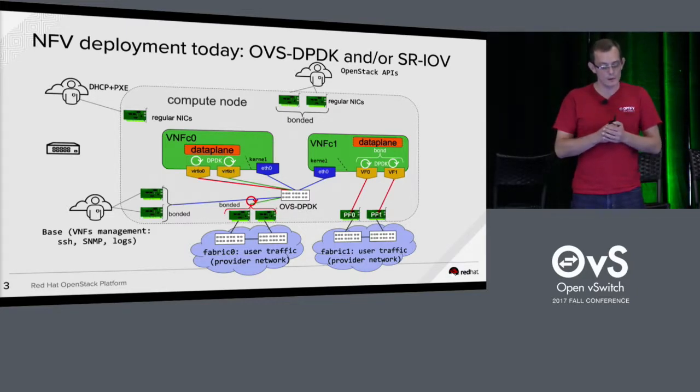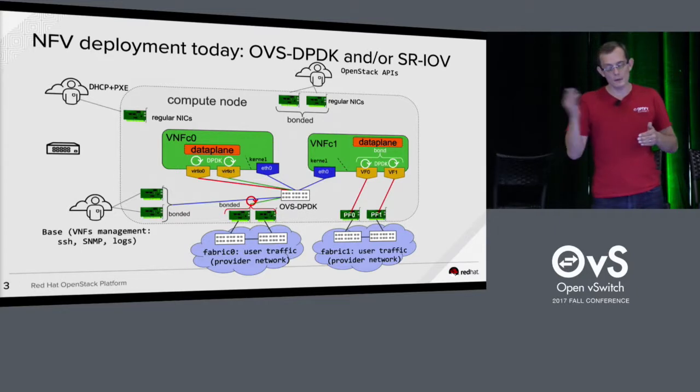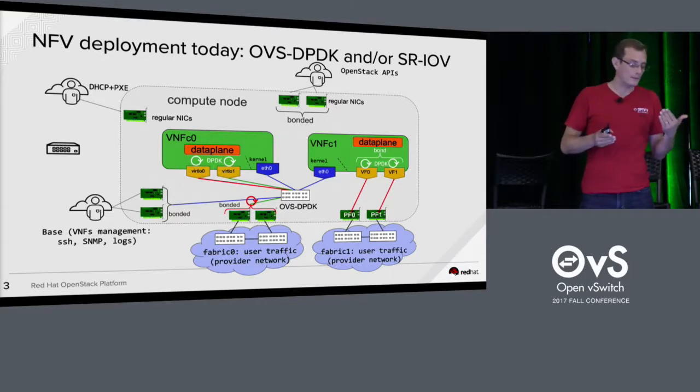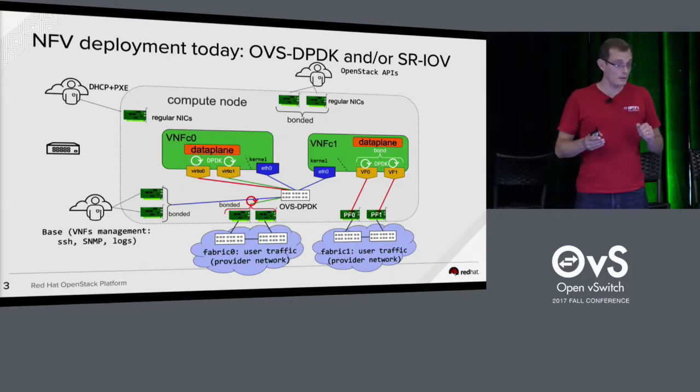And what you see is all the links are doubled, so you have bonding, because in case of a top-of-rack switch failure, this is what gives you the high availability from the traffic perspective. So when you have on the right a VNF running SRIOV, the bonding is done inside the VM. On the left, the bonding can be done on OVS-DPDK. So this is why bonding is a very important feature in OVS-DPDK.